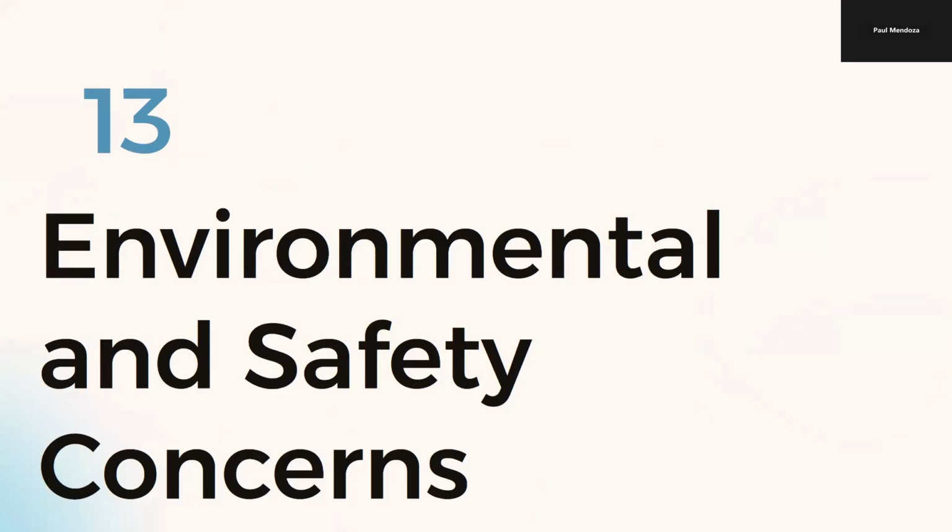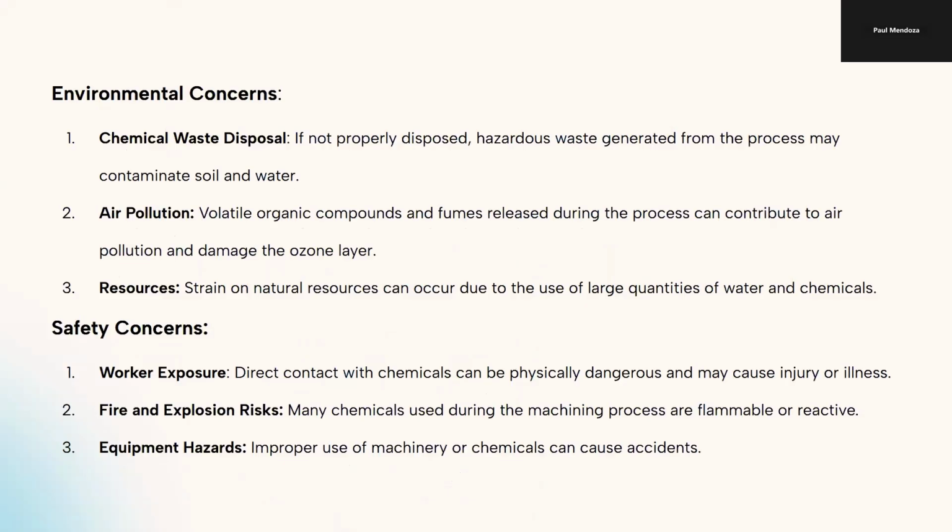Environmental and safety concerns. Environmental concerns. 1. Chemical waste disposal. If not properly disposed, hazardous waste generated from the process may contaminate soil and water. 2. Air pollution. Volatile organic compounds and fumes released during the process can contribute to air pollution and damage the ozone layer. 3. Resources. Strain on natural resources can occur due to the use of large quantities of water and chemicals.